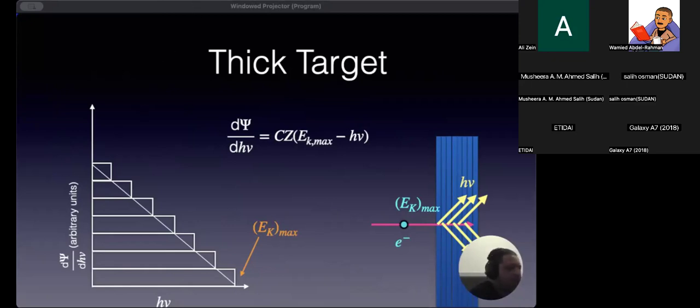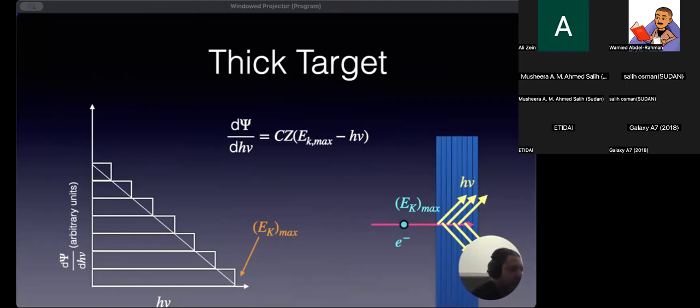Doctor, regarding the filtered and unfiltered chart, I feel that additional filtering doesn't affect the minimal energy. It does. The more filtration we have, we're going to eliminate the lower part of the energy of the spectrum.